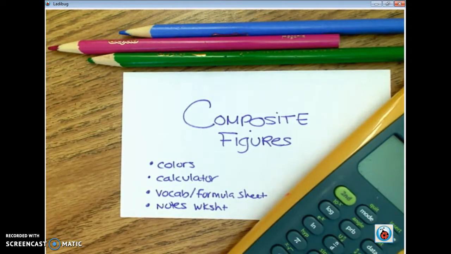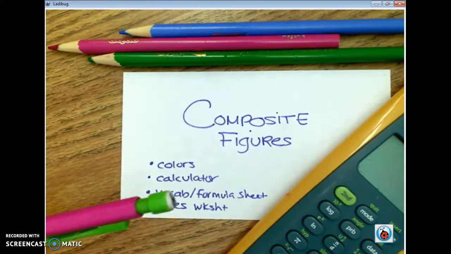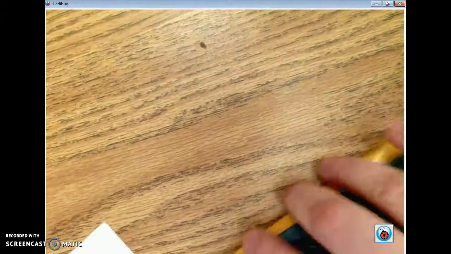You should have watched 3 other videos by now talking about your 2D shapes, how to find perimeter and area. Materials you'll need are some colors, your calculator, your vocab sheet that had the formulas on it, and then your notes paper that says composite figure that we'll be working through together today. All right, let's go ahead and get started.